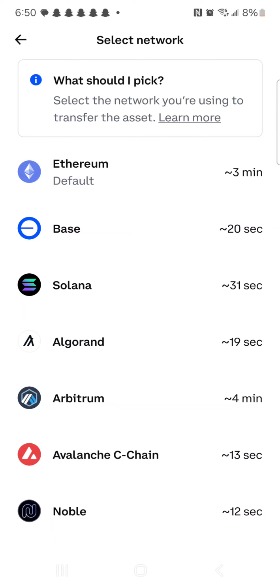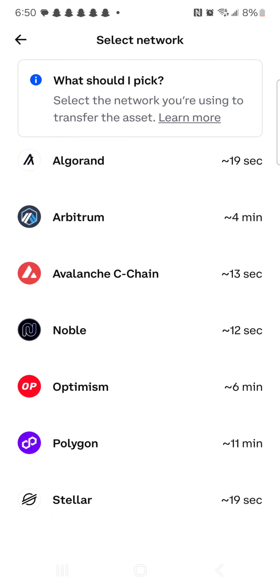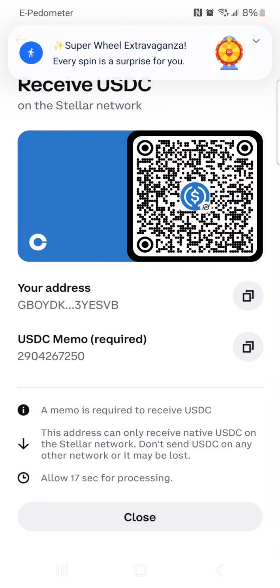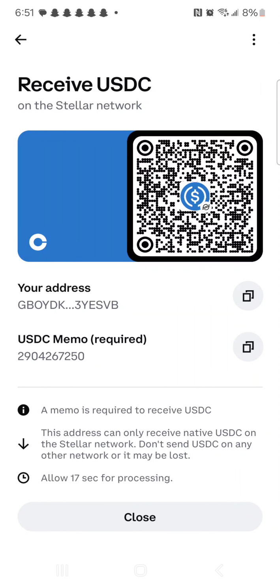If it's from Lobster Wallet, you're going to hit Stellar. Okay? You have to hit Stellar, otherwise you're not going to get your money, because it can transfer it into a different chain. They don't have the interoperability yet, and that's why it's so lucrative, because it's closed off. I know that sounds kind of crazy.